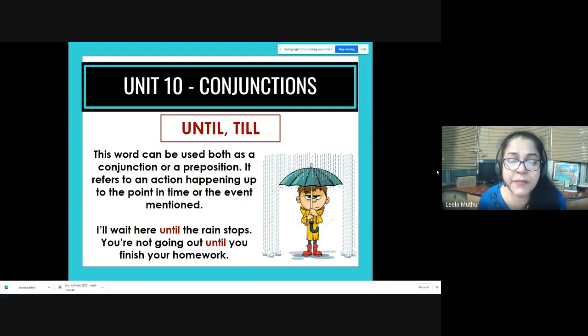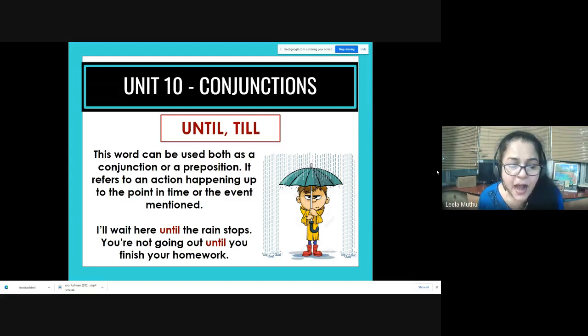Okay, this word can be used both as a conjunction, okay, or it can be used as a preposition. Okay. It refers to an action happening up to a certain point. It's an ongoing action until something else happens or till another event happens. Okay. I was waiting in the darkness until or till the lights came on. So it was an ongoing action till something happened. The lights came on, everything was fine after that.